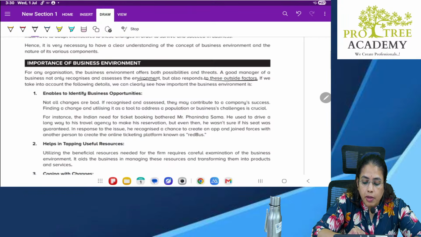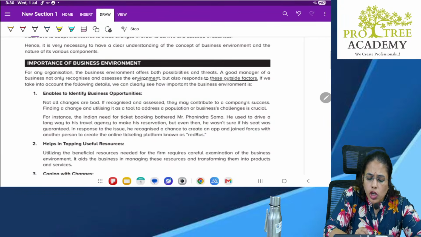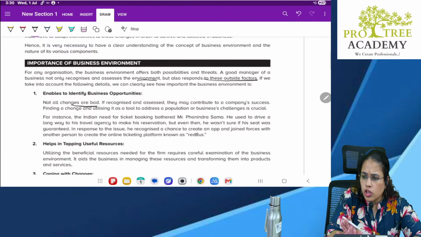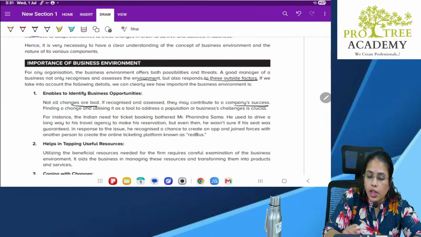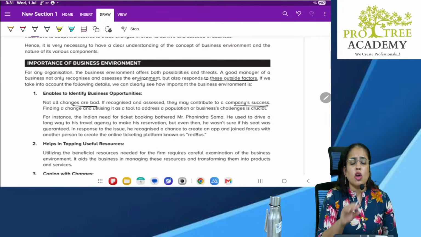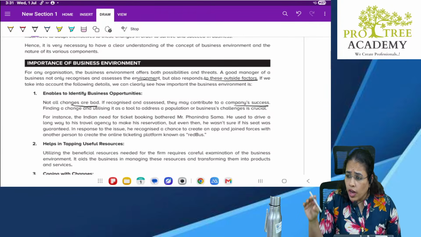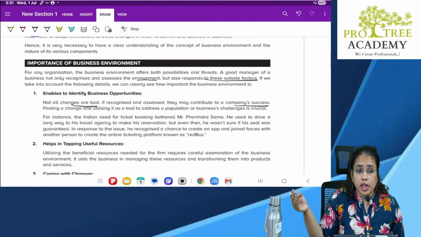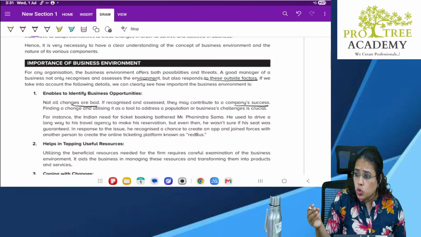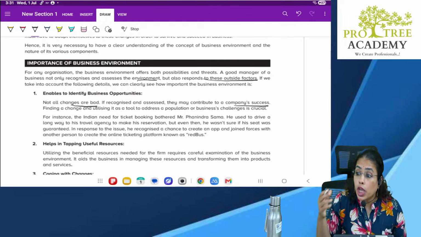Enable to identify business opportunities. Not all changes are bad. If recognized and assessed, they may contribute to the company's success. Finding the change and utilizing it as a tool to address the population and the business challenge is crucial. They have given an example here. What they are telling is that not every change is bad. Whenever something bad happens, think about how you can help people. If you think about it, you will find an opportunity, and that opportunity you can grab.